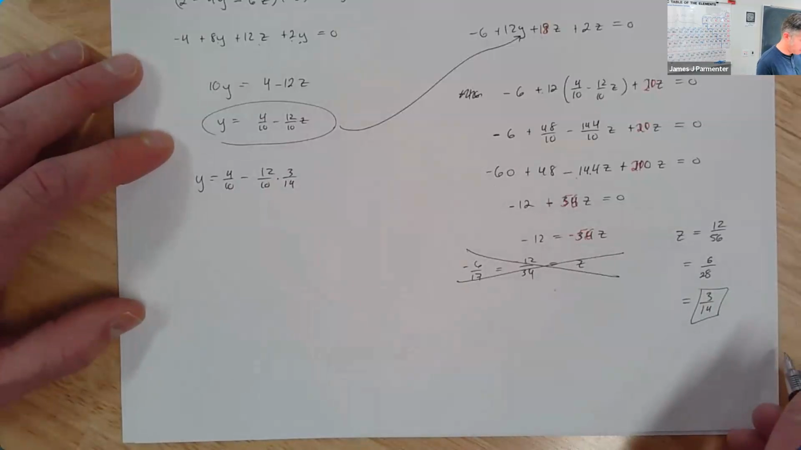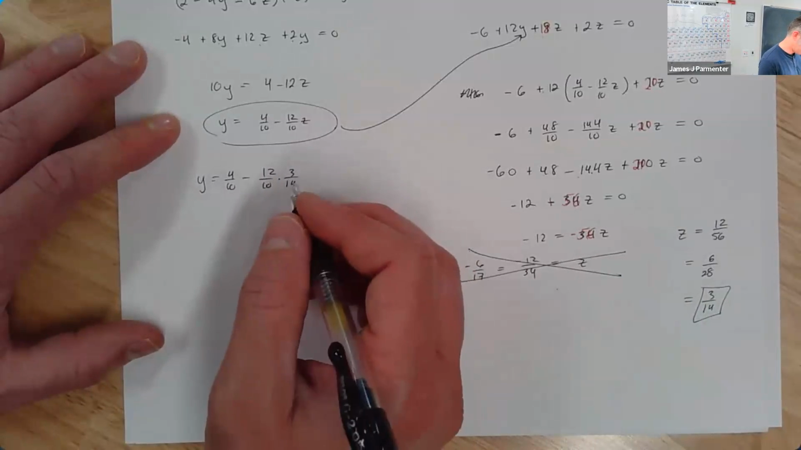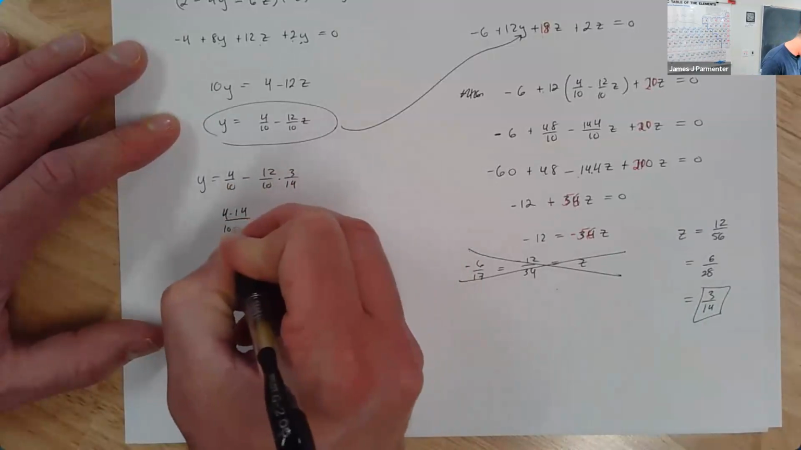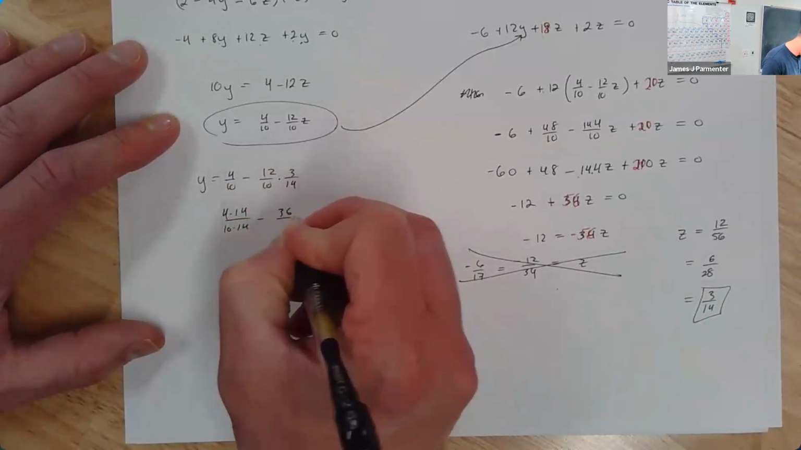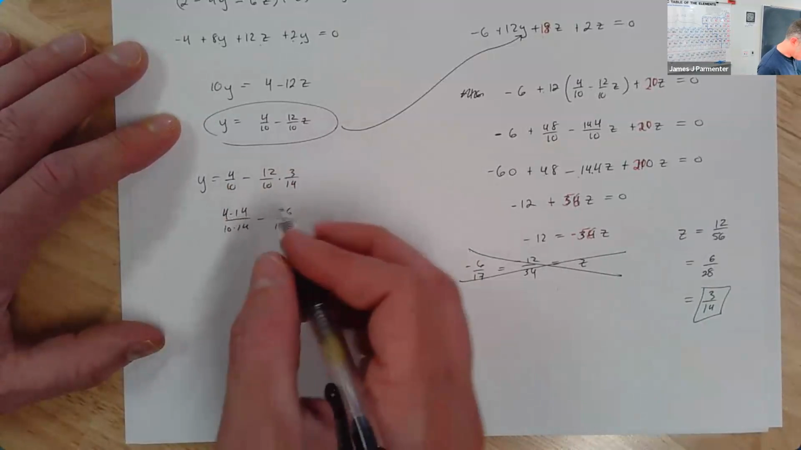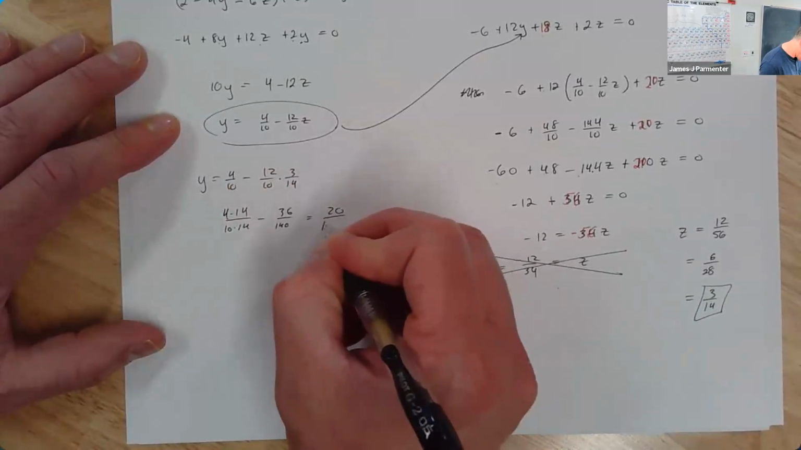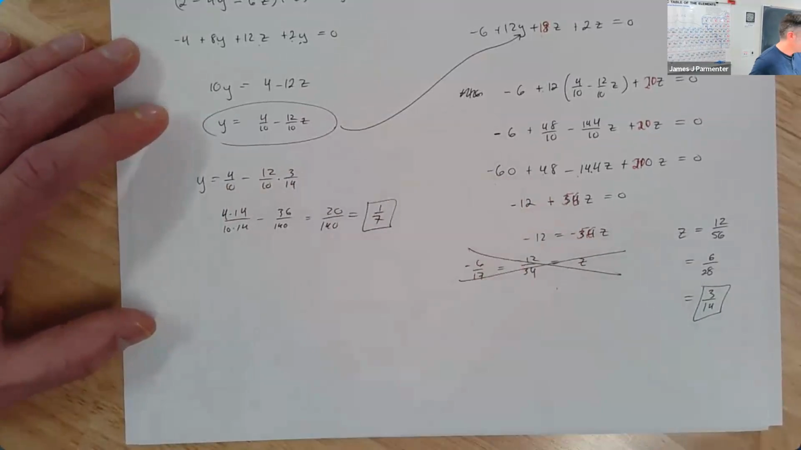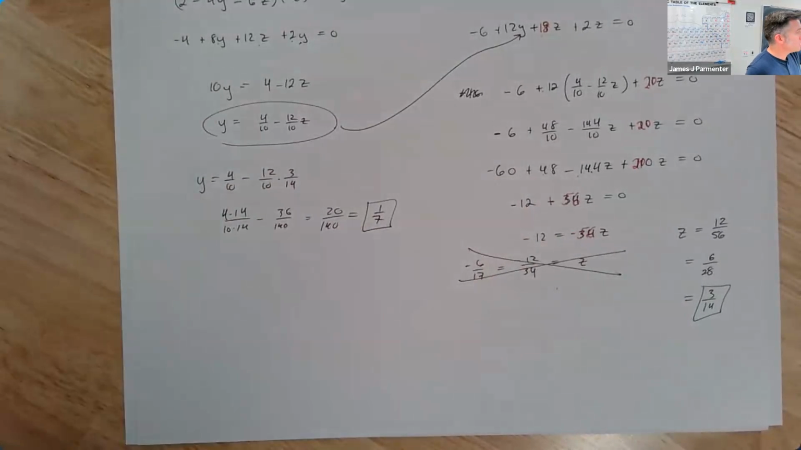Yeah, it seems terrible. Like, sure, it's a thing. Fine. 4 times 14 over 10 times 14 minus 36 over 40. You get 56, you get 20 over 140, which becomes 1 over 7. Two questions here. Question one, are we done?